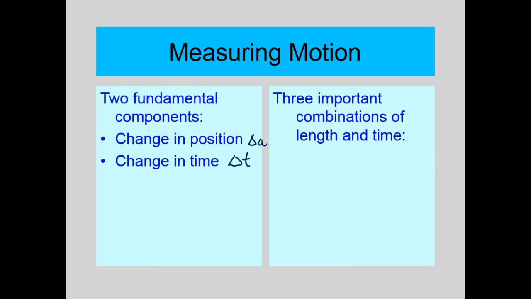Now, there are 3 important combinations of those lengths and time. This is what I was getting at before. And the first of these, and you've already said it, is speed. Now, what is speed? It's how far you've gone in how much time. That's it. How far you traveled in so much time.